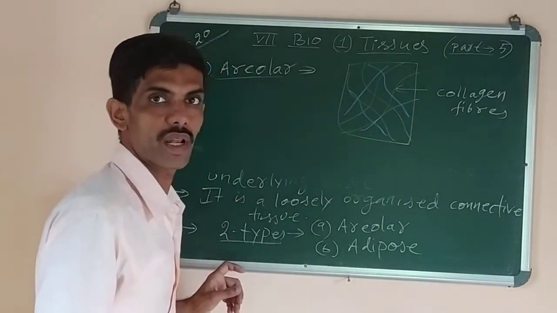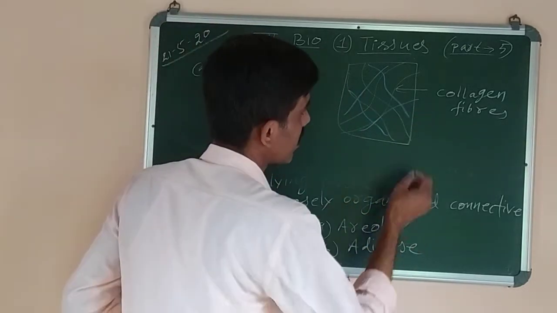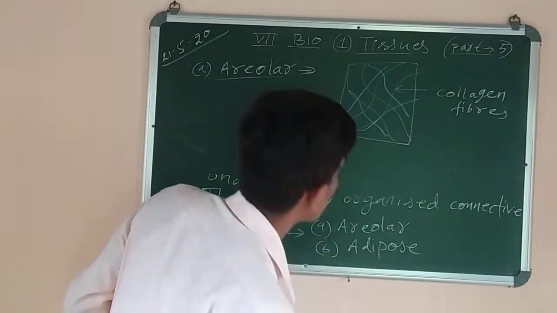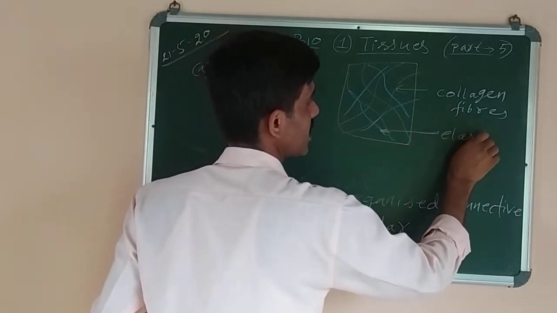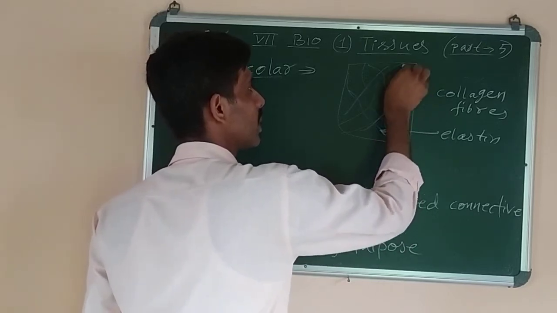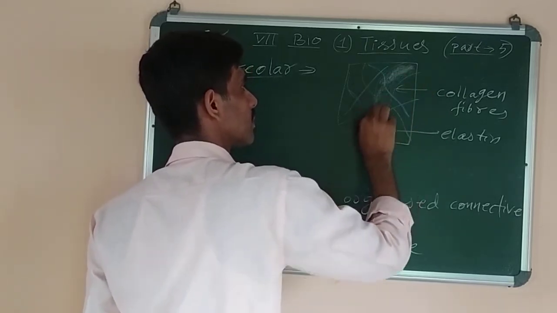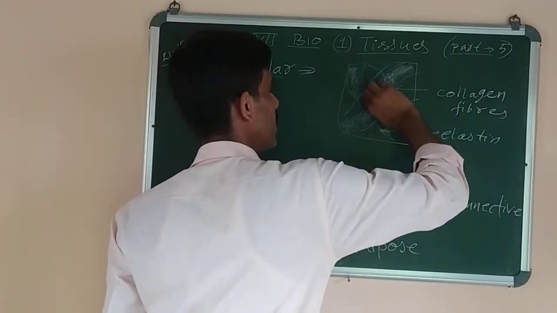Can you see this one clearly? Now this, the one I have drawn now, this fiber is called elastin fiber, E-L-A-S-T-I-N. The thick one is called collagen. I will just shade it so that you can see. This one is collagen fiber.